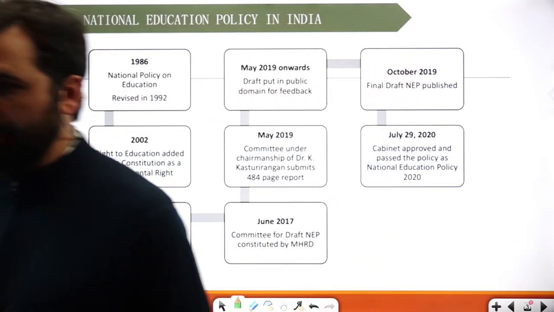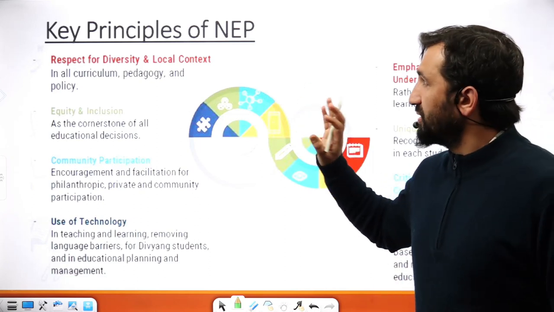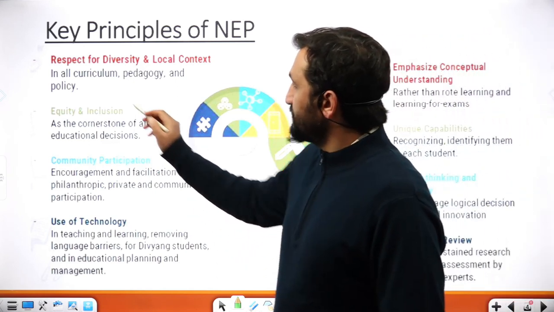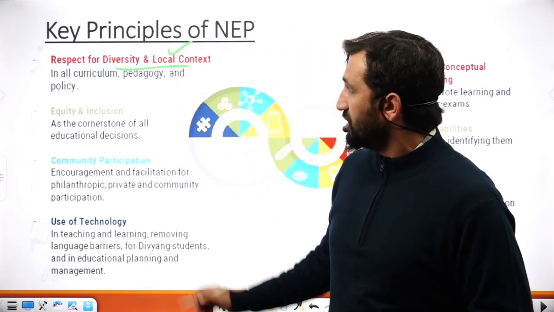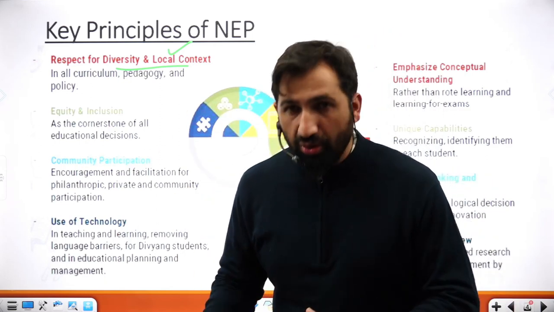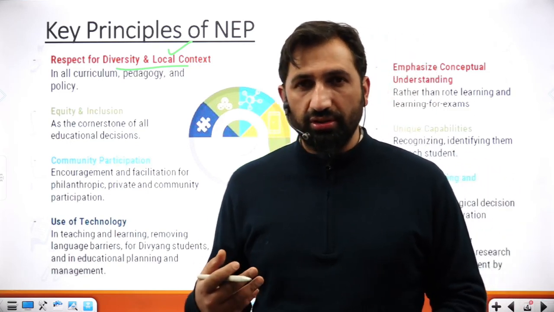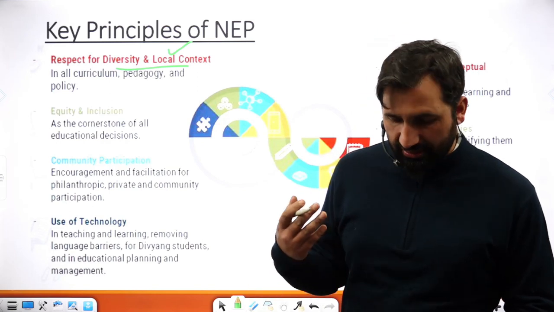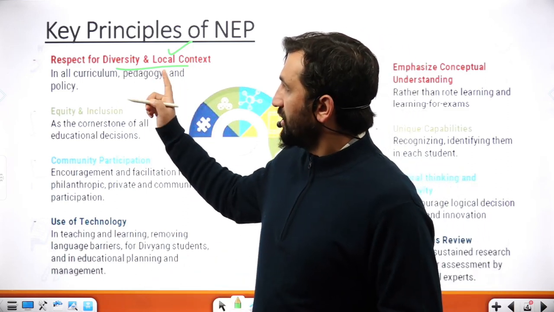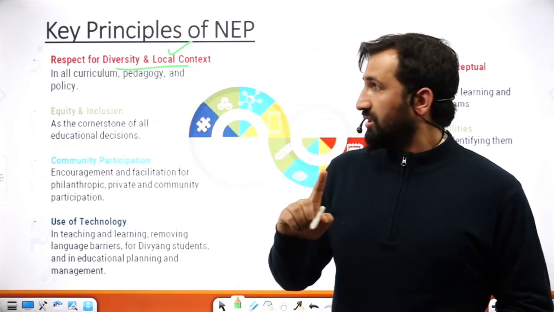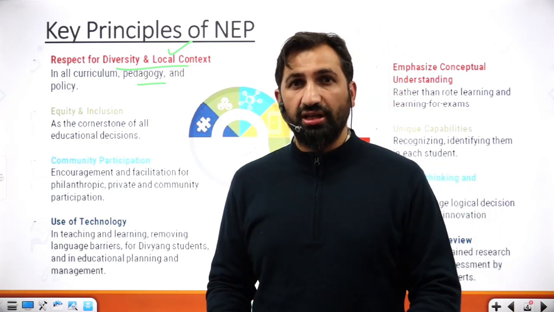So now the policy talks about the key principles of the National Education Policy. One of the key principles is respecting the diversity and the local context. That's the most important principle of this National Education Policy, which talks about how we have to go beyond the classroom. India is a big country, which we usually call diversity in terms of language, in terms of regional ethos, in terms of cultural settings. So we have to incorporate in our curriculum the diversity of the regional level, and it has to be in the pedagogy also. Not only in the curriculum, but in the transaction, there should be a local flavor.